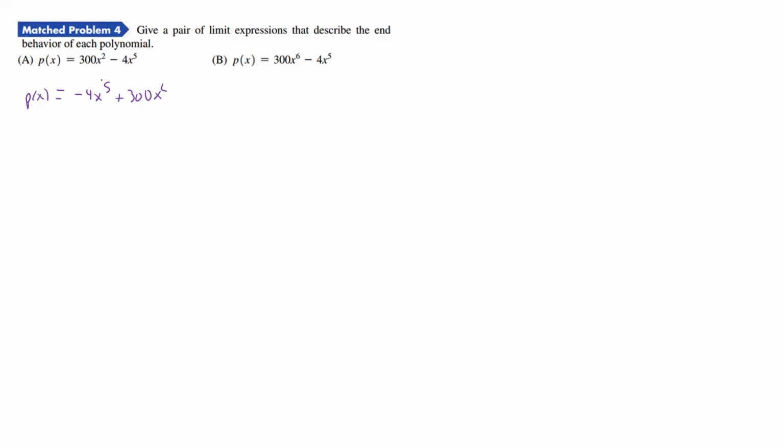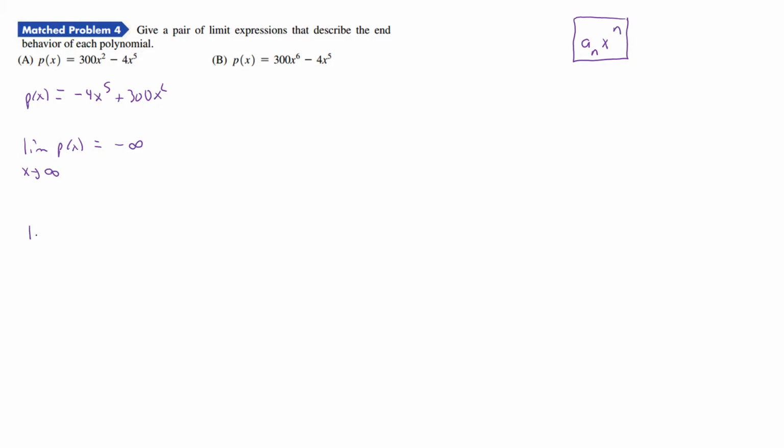So make sure your highest power is on the left, because remember when we were doing the theorem, it was a to the n, x to the n. That's what we want to pay attention to. Now we can take the limit of that as x approaches positive infinity. If we plug in positive infinity here, that goes to negative infinity, because x to the fifth is still plus, but the coefficient makes it a minus.